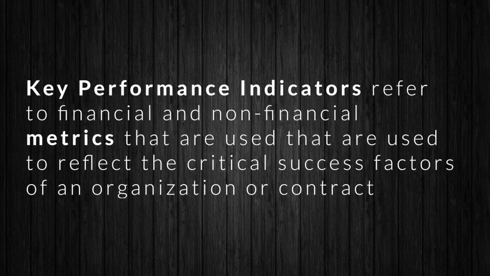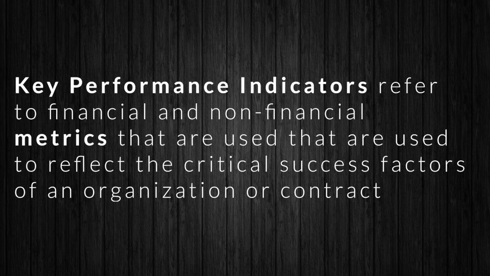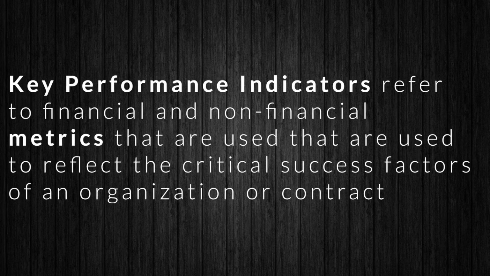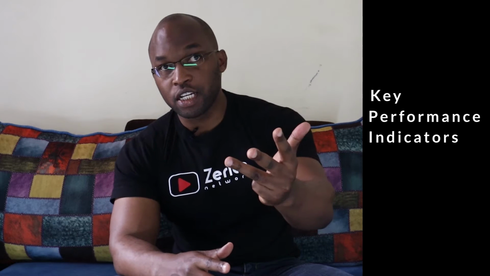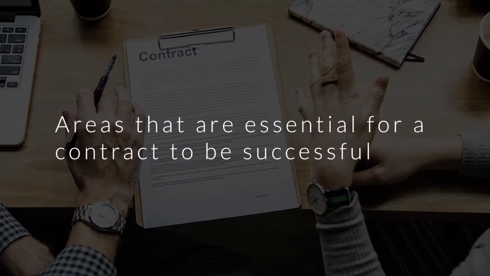Key performance indicators refer to financial and non-financial metrics that are used to reflect the critical success factors of an organization or contract, which means there are three things there. There is key, there is performance, and then there are indicators. What are the key things, which are also the critical success factors? These are areas that are essential for a contract to be successful. Now, the question of performance relates to how the business is doing, in short, what state the business is in. That is something you need to know when you're talking about KPIs. And finally, indicators. Basically, how will the performance be measured?